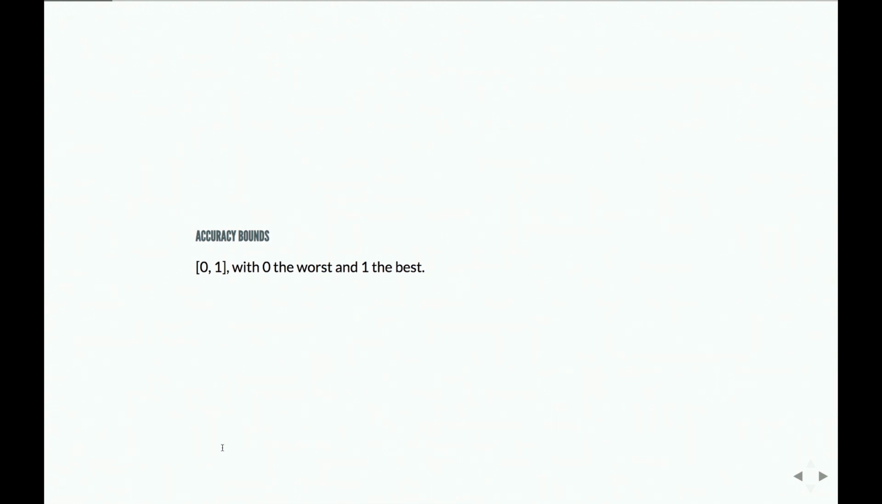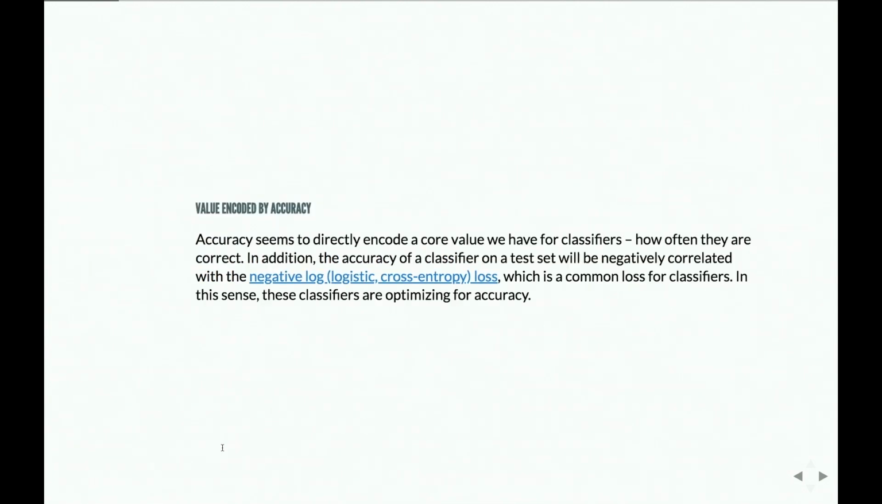It's useful to just know the bounds. I did this for all the metrics. And here, obviously, it's 0 to 1. 0 the worst, 1 the best. What value is encoded by accuracy? You might argue that it encodes a kind of core value that we have for classifiers. That is how often they're correct.